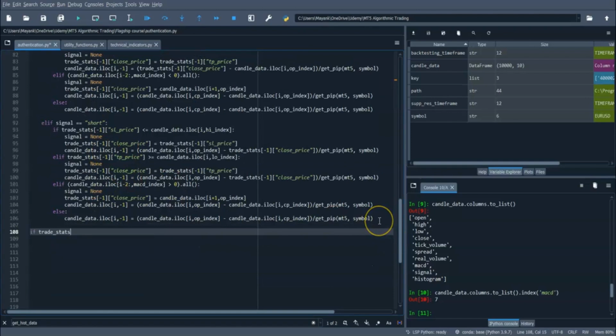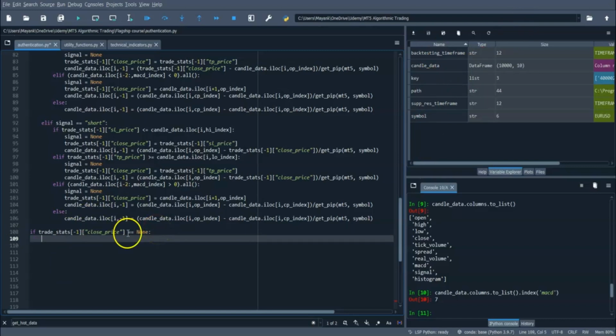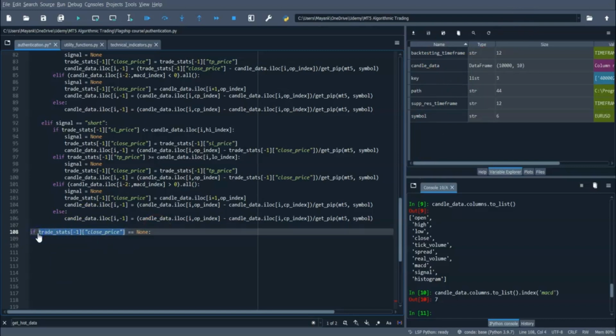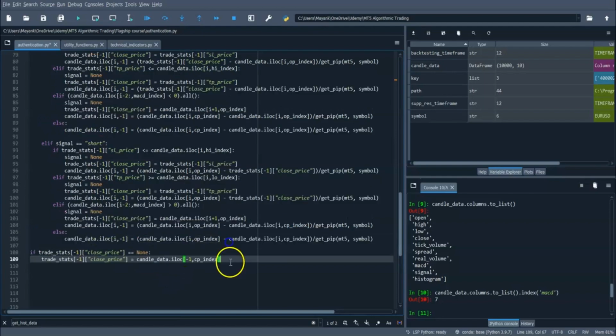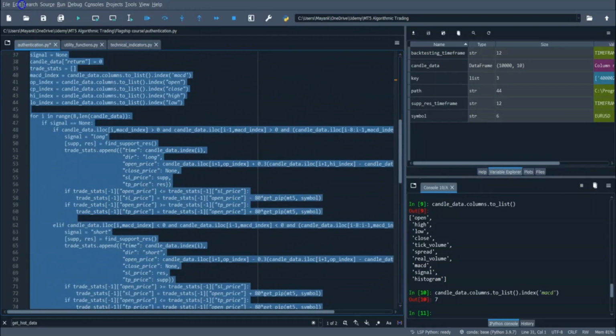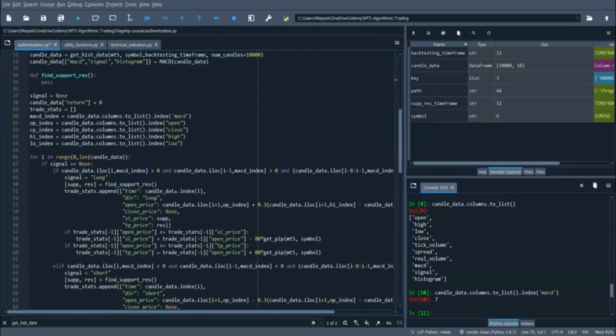So if the close price of the last trade is equal to none, which means that we have reached the end of the backtesting data and the open position doesn't have a close price, we'll simply update it with the last closing price. Candle data, iloc, close price index. What would be I in this case? -1, the last row. Alright, so this takes care of our entire backtesting algorithm.